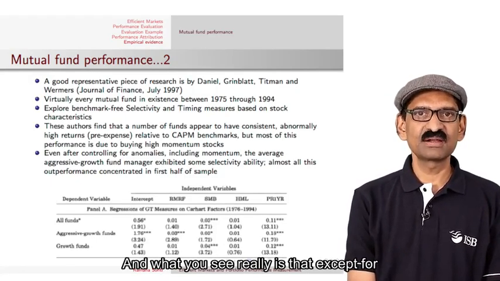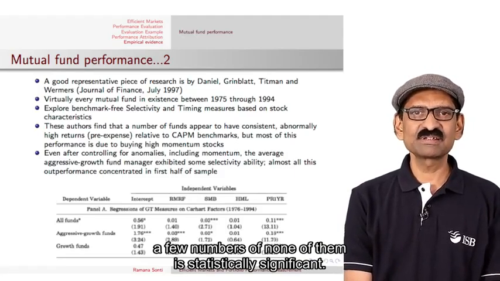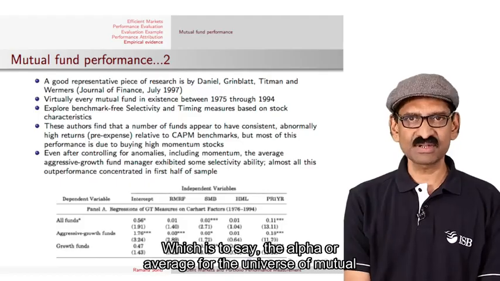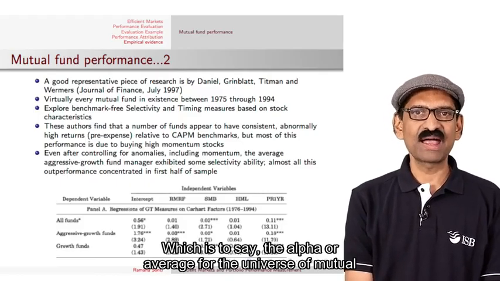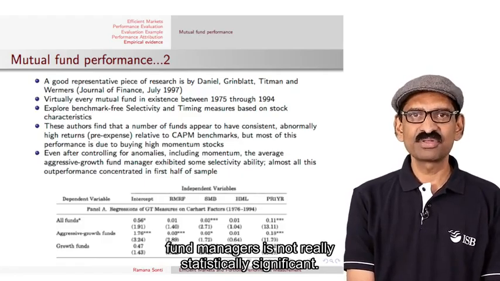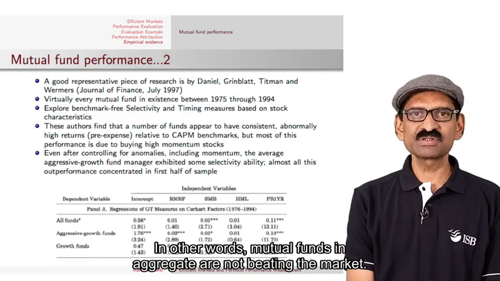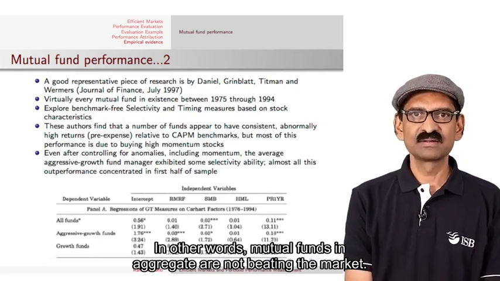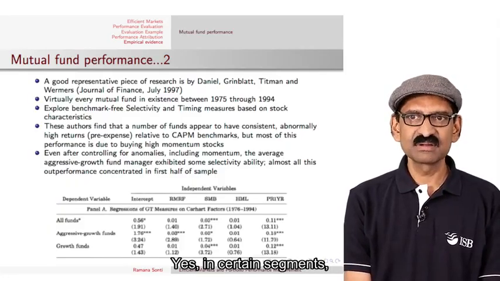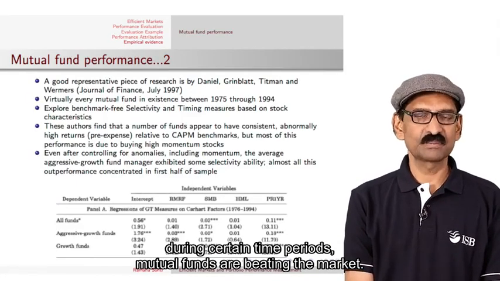And what you see really is that except for a few numbers out there, none of them is statistically significant, which is to say the alpha on average for the universe of mutual fund managers is not really statistically significant. In other words, mutual funds in aggregate are not beating the market. Yes, in certain segments, during certain time periods, mutual funds are beating the market.